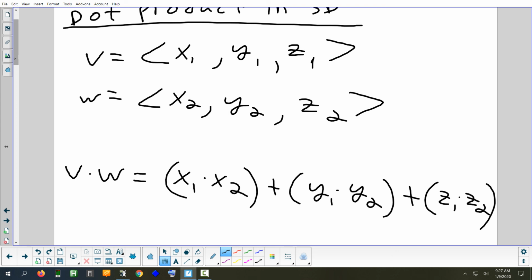Wouldn't that be in the equals? In the equals, so x1, x2, y1, y2, z1, z2. Yeah, I'm talking about in front of the equation. In front of the equation, v dot w. Oh. Yeah.